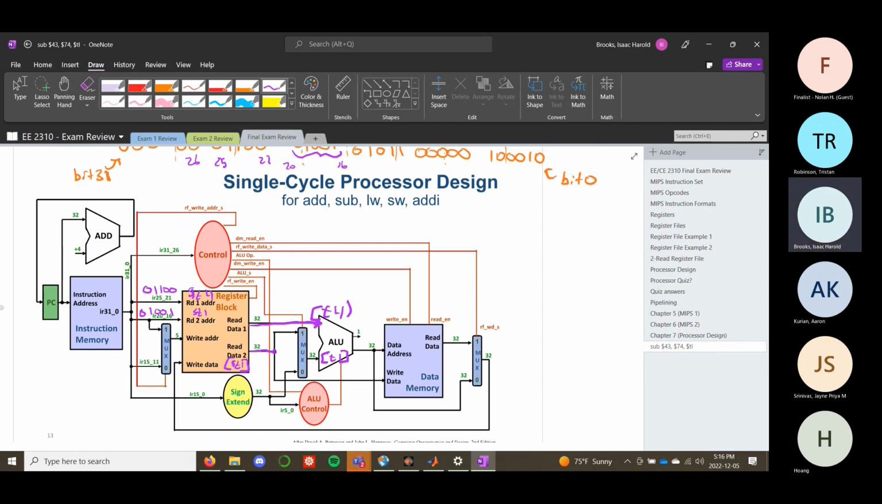It's on this line. It's going to go into this spot of the MUX. So this MUX is also receiving the sign extended immediate. If we had an immediate instruction, bits 15 to 0, that's the last 16 bits of the instruction. So this would be the immediate if this were an immediate type instruction.